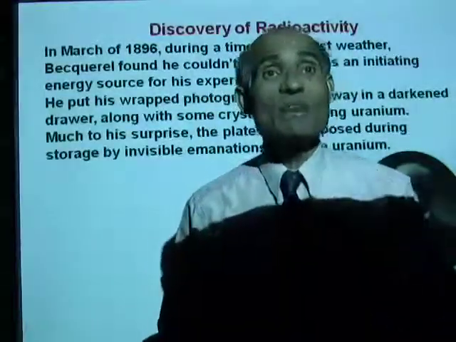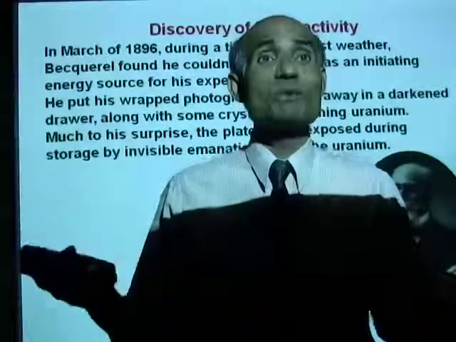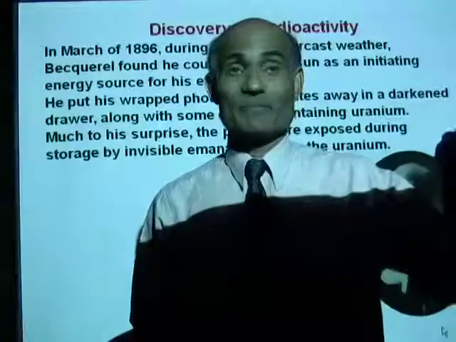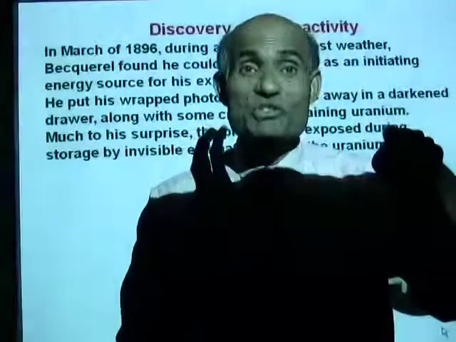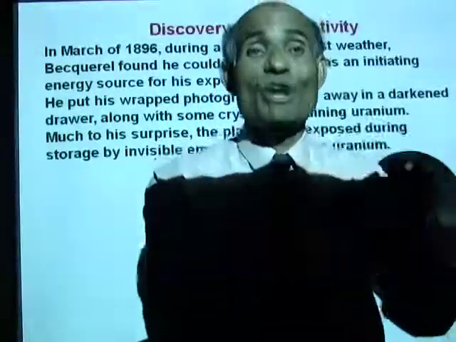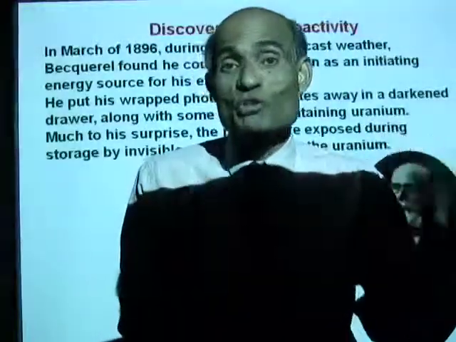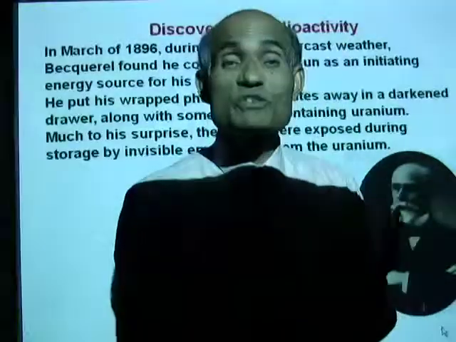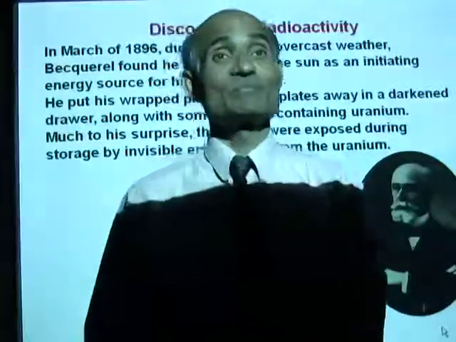When he developed the photographic plates, much to his surprise, it was noticed that the photographic plates were exposed. These plates were kept away in a dark corner. Now, if these plates were exposed, that means some radiation must have fallen on them. If some radiation has fallen on these photographic plates, where did these radiations come from? The only source for these radiations is this uranium salt.